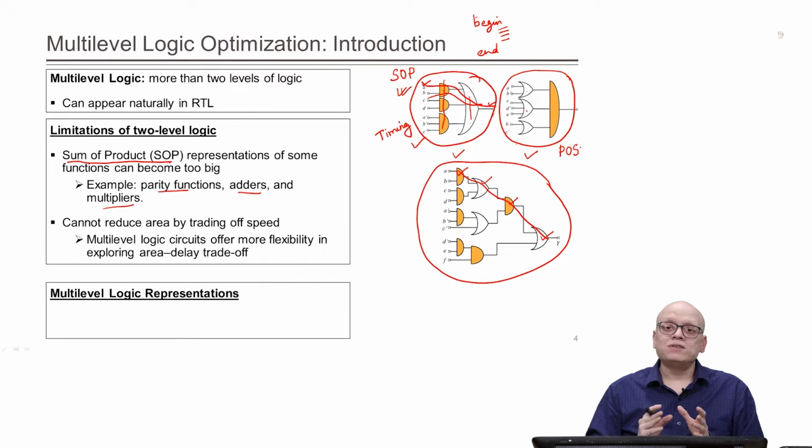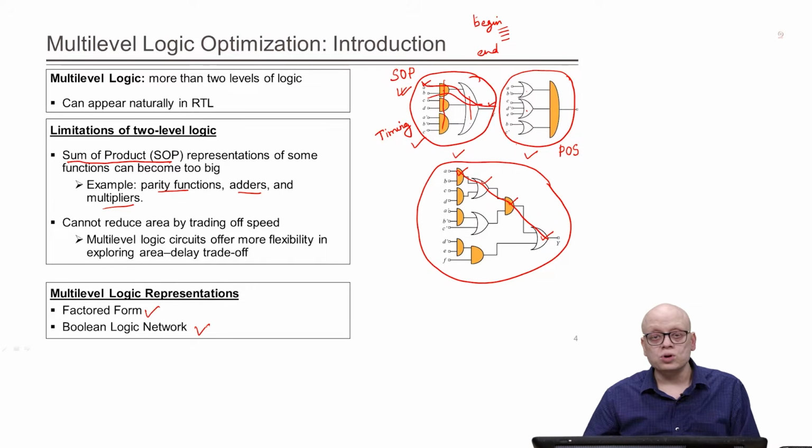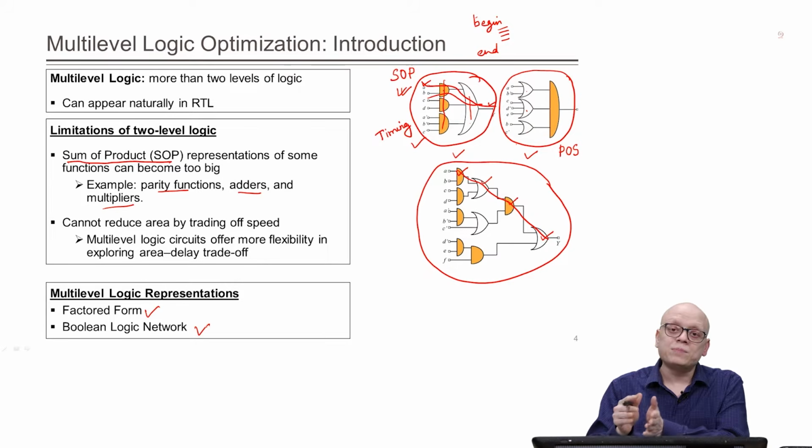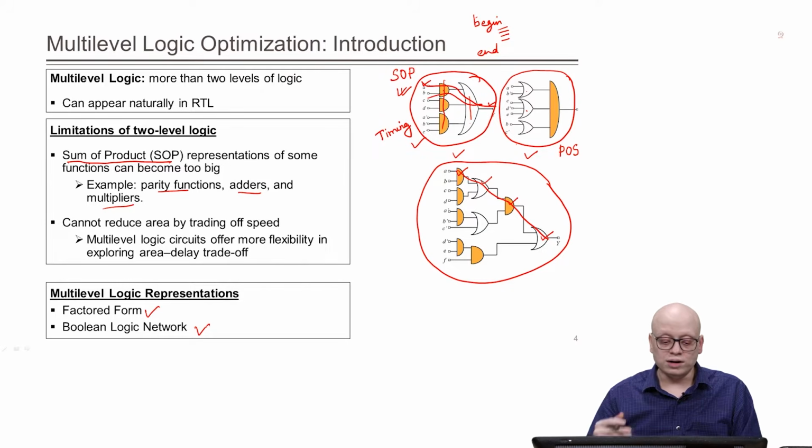Now, for multi-level logic, there are two important representations, which are factored form and a Boolean logic network. So, we will be looking into these two types of representation of multi-level logic, and then we will go into how in these representations, optimizations can be done, or how we can improve area or some other metrics of our design.